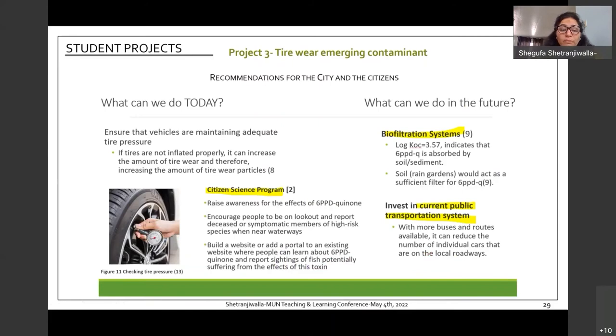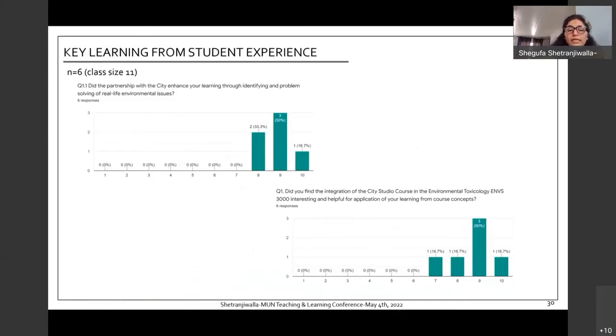What did they learn from it? That this definitely helped them identify the problem for real-life environmental issues. The majority were all in the 8 to 10 region, meaning they found this helpful.